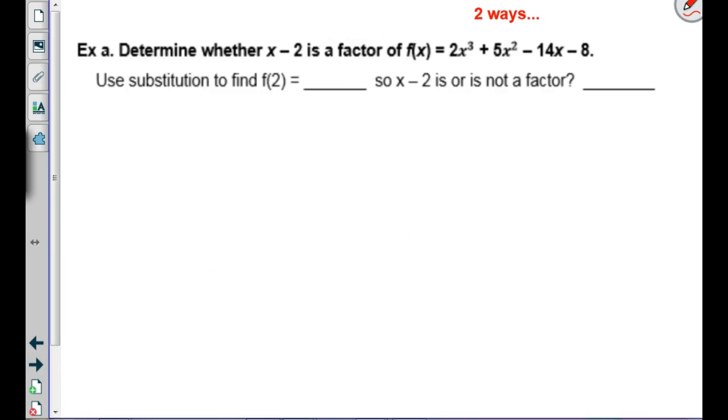So it wants to know, you have this, okay? Example, it says determine whether x minus 2 is a factor of this function. I can list 3 ways right now to do this. The first would be to graph it and see if there's a 0 at what value. X equals 2.